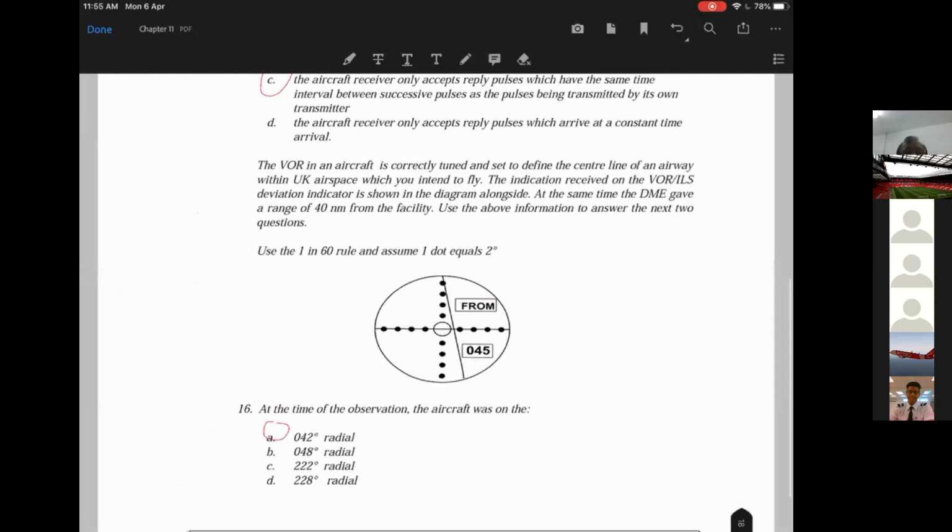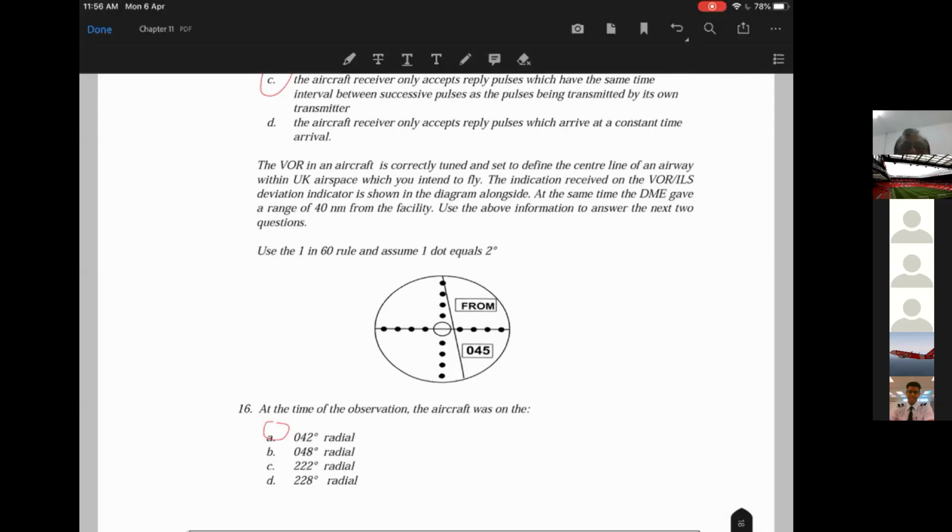Any questions? So return back to question number 16. What's the purpose of giving us the information about the DME range of 40 nautical miles? Oh, no, that is the 160 rule. That's applicable for the 160 rule. That's why we have not given the answer to this particular question. If you apply the 160 rule, what would be the distance you are from the beacon? This is what the question is.